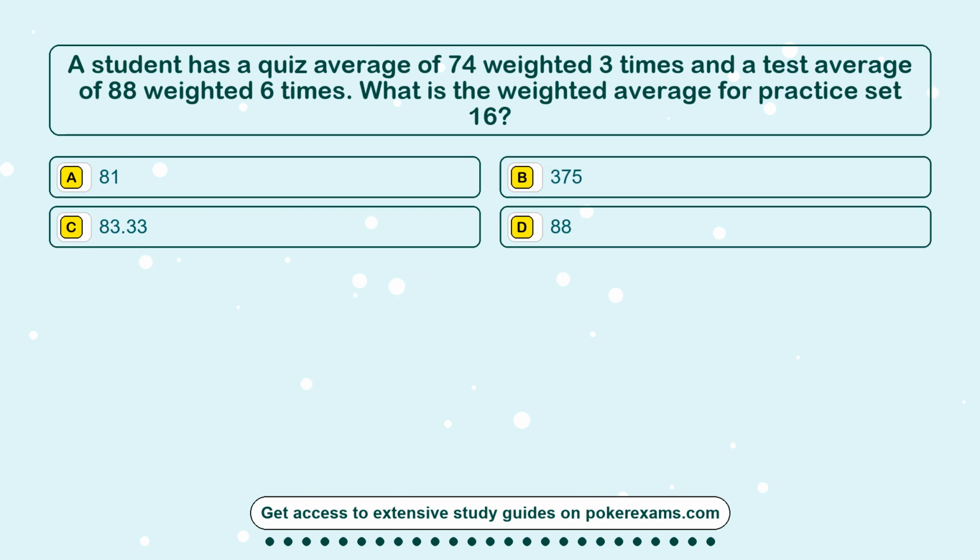Question 20. A student has a quiz average of 74 weighted 3 times and a test average of 88 weighted 6 times. What is the weighted average for practice set 16? Option A 81. Option B 375. Option C 83.33. Option D 88.